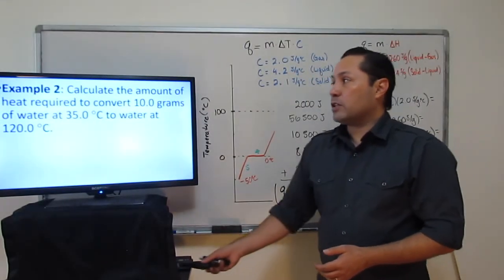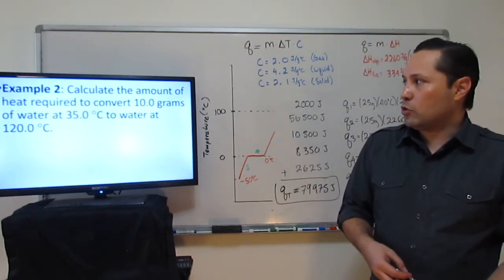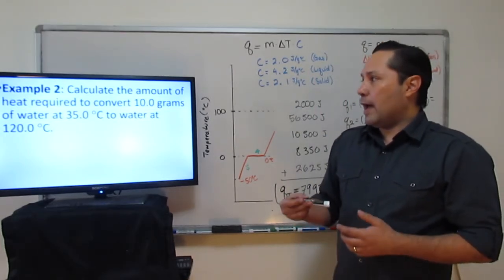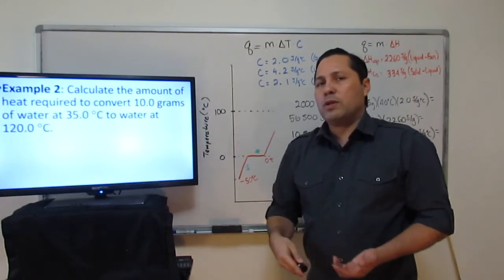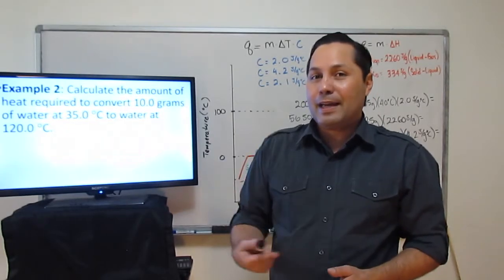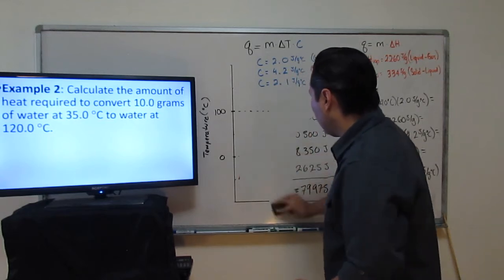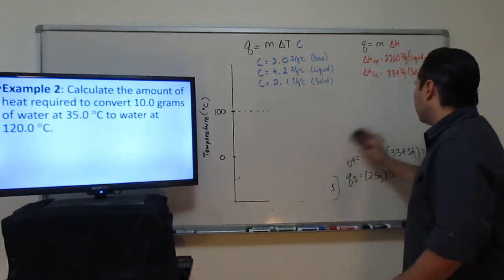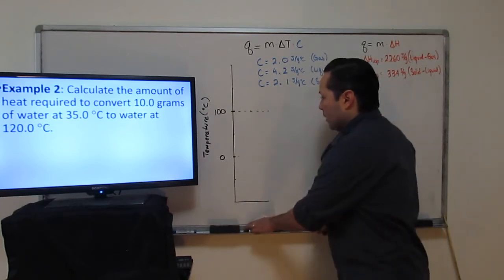This one says, calculate the amount of heat required to convert 10 grams of water at 35 degrees Celsius to water at 120 degrees Celsius. But at 120 degrees Celsius, it is the compound water in the gas phase. All right, let's solve that problem. So erase all this data, and let's take a look at our graph again.